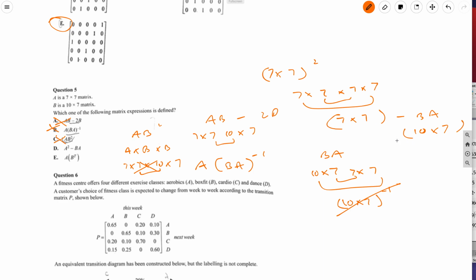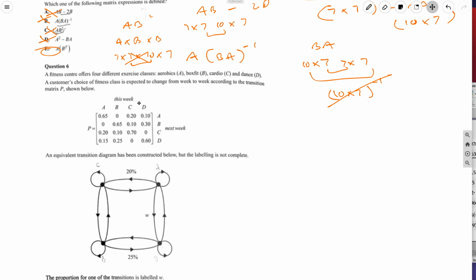And you can't subtract those because they don't have the same dimensions. So it should be E, but let's just check. B transpose is just flipping around the row and column, so it'll be a 7 by 10. And if I do then A times B, that'll be 7 by 7 multiplied by a 7 by 10. The insides are the same, which gives me an answer of 7 by 10, so E is defined.